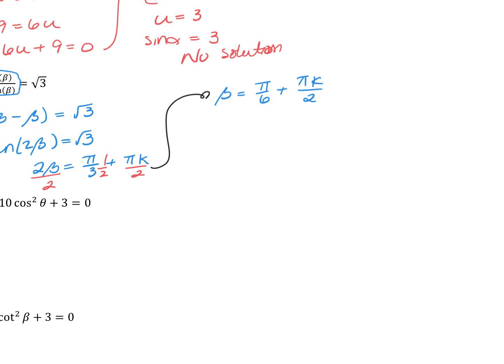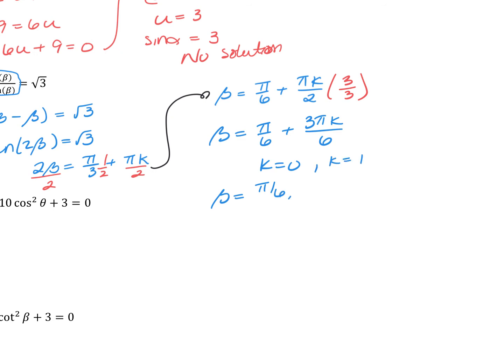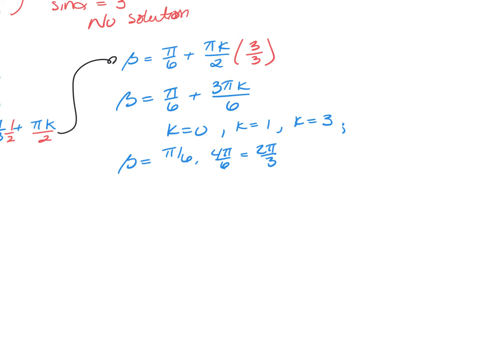And since I have to go through the iterations of k, I'm going to go ahead and make the common denominator for this term. So I'll multiply the numerator and denominator by 3. So beta is equal to pi over 6 plus 3 pi k divided by 6. When k equals 0, beta is equal to pi over 6. When k is equal to 1, it's going to be 4 pi over 6, which reduces to 2 pi over 3. When k is equal to 3, why do I keep missing 2? I don't know.